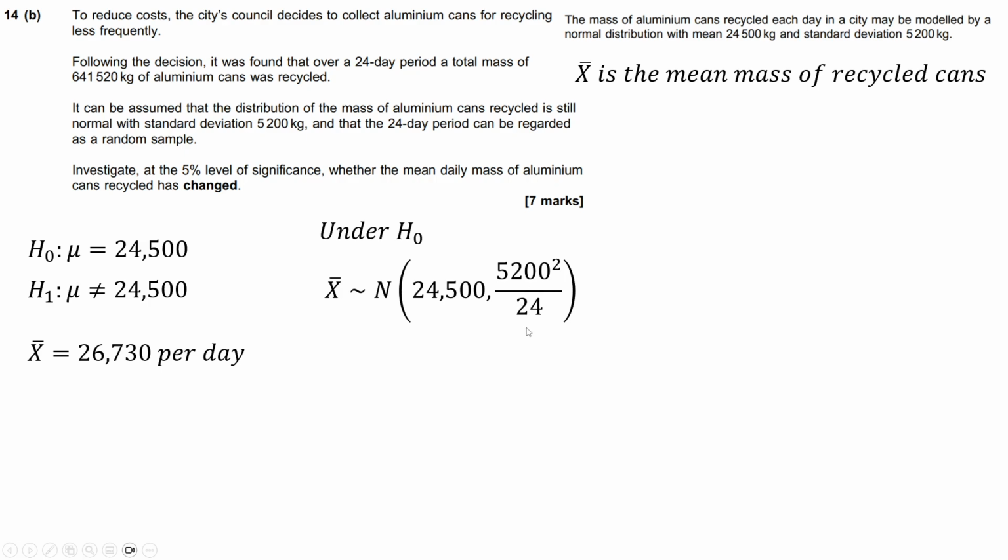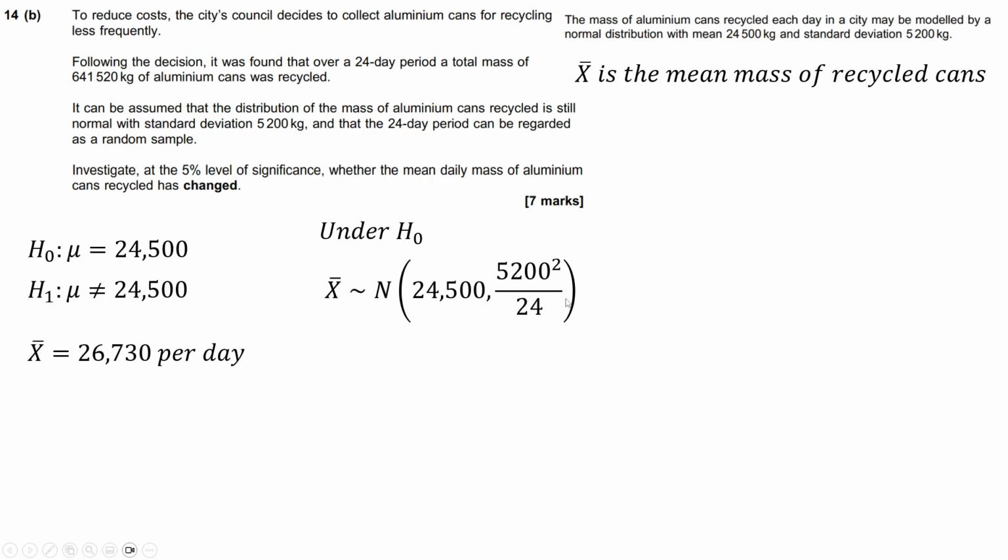So X bar is distributed normally with a mean of 24,500 and then a standard deviation of 5,200 over root 24, or variance sigma squared of 5,200 squared over 24. The reason why it's sigma squared over n comes from further maths. There is a proof there for it. It's not really A-level territory, but I might do a video on normal distribution explaining stuff like this. But I'm sure you'll know this result anyway because you'll have practiced it tons of times.